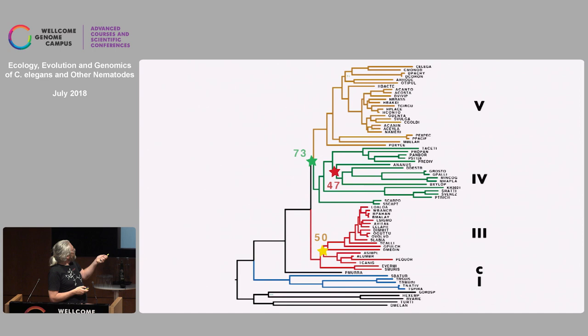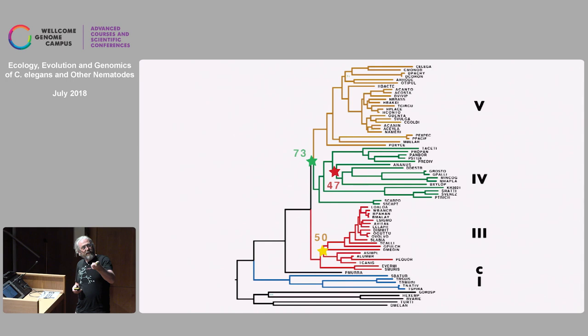There are three nodes in this tree which are less than 96%. This one here, 73, which is the one that separates 4 and 5 from 3, has often been very difficult to work out. There's one here, 47%, which means there's no support for this at all, which is placing Acrobeloides nanus, a free-living cephalobe nematode, so it's not clear where that sits. The other one is the 50% here, which is separating the ascarids, the pinworms, and the filarial nematodes from each other. Again, this may be because of poor gene predictions in Parascaris aquorum. So there's still some work to be done, and adding more species will no doubt help us.